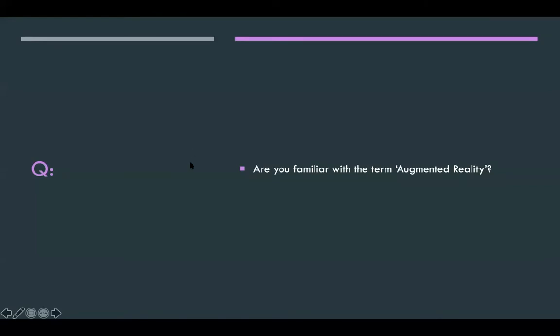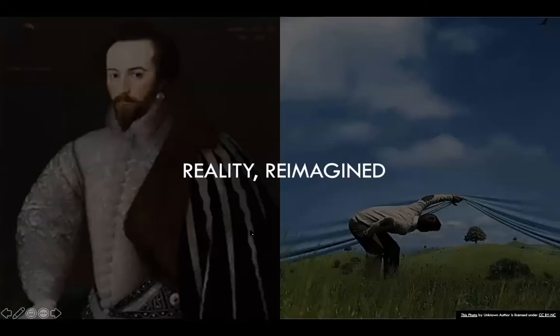So actually, before we begin, I'll start with a story. What you're seeing here on screen is Walter Raleigh, and he's famous for being the man who failed to find El Dorado.